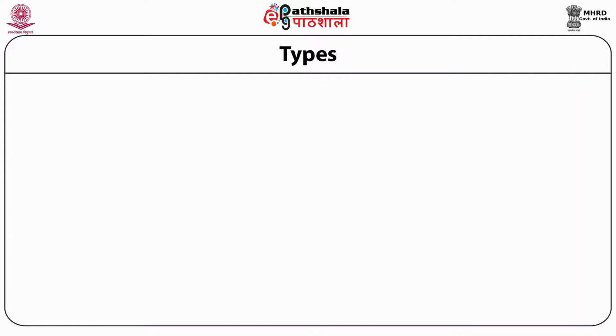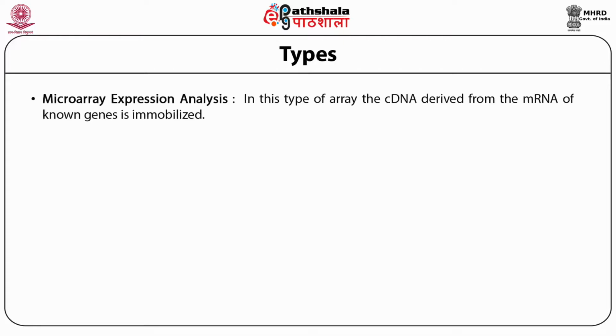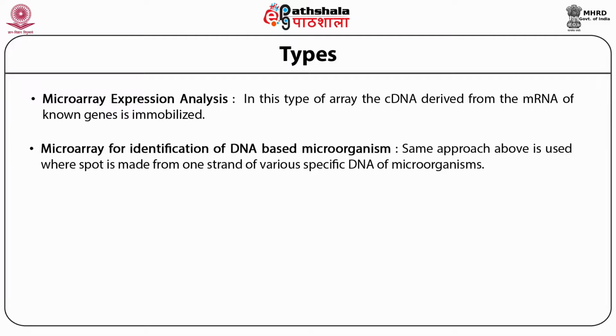There are different types of microarray, and the main types are: microarray for expression analysis. In this type, the mRNA is converted into cDNA, and the level of expression of mRNA can be judged by estimating the concentration of cDNA in the sample. Second, microarray for identification of DNA-based microorganisms, meaning by complementary base pairing of the probe with the genome of bacteria, we can identify the specific bacteria causing a disease.